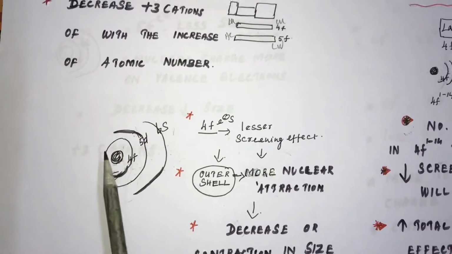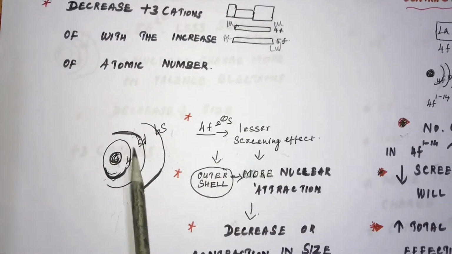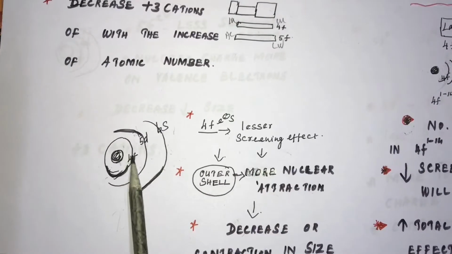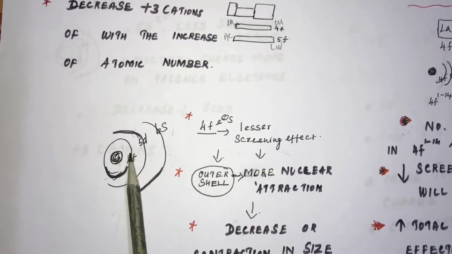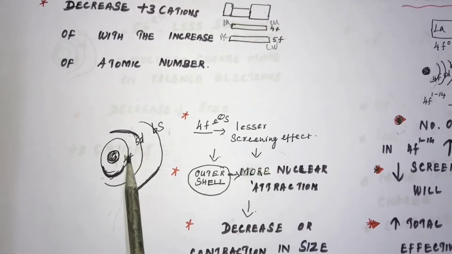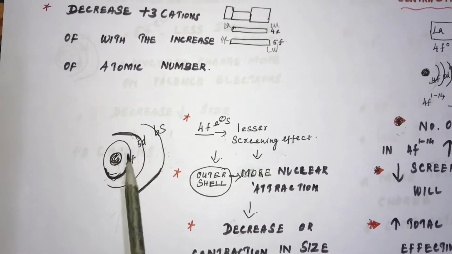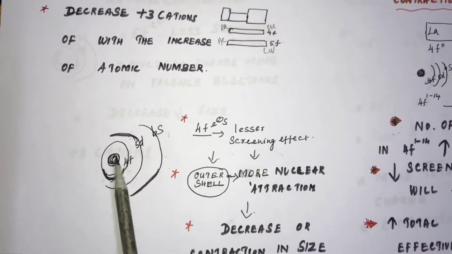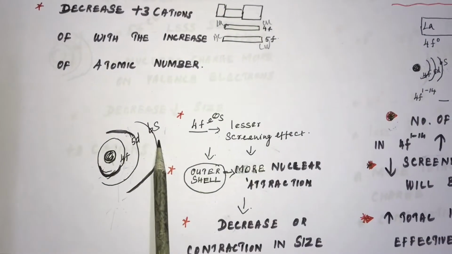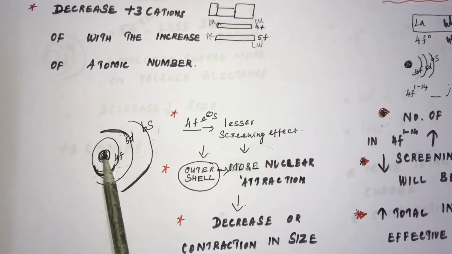Here in the case of lanthanides, the incoming electrons are going to the 4f orbital, which is the third level from the outermost level. Here, 4f 5d 6s. The 4f electrons possess a lesser screening effect. Lesser screening effect means it does not shield the nuclear charge, thereby it does not screen the nuclear charge.